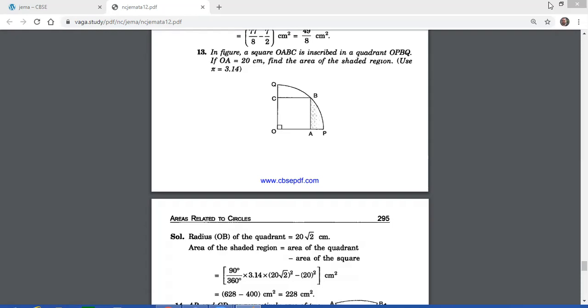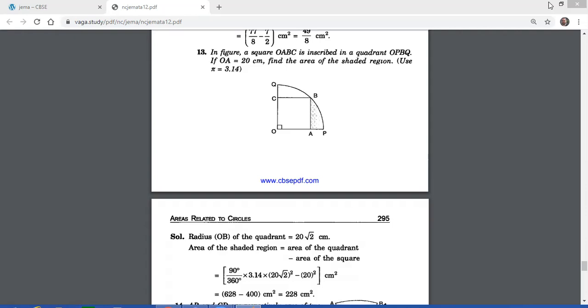For the diagonal, there is a formula: √2 into side. You can also use Pythagoras to find this, it's okay. But you can use the direct formula that the diagonal of a square is √2 into side. So the radius will also be √2 into side. That is why we can say the radius is 20√2. The construction is to join OB, and we can find the radius by joining OB. That will be the diagonal of the square, which is √2 side. So √2 into 20, 20√2.